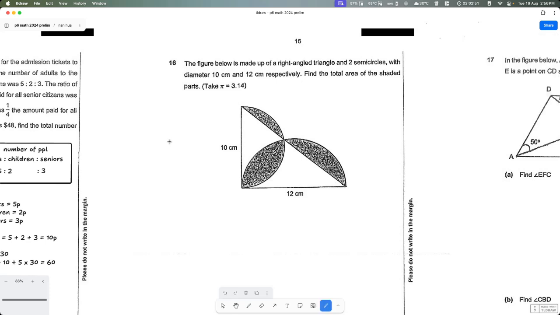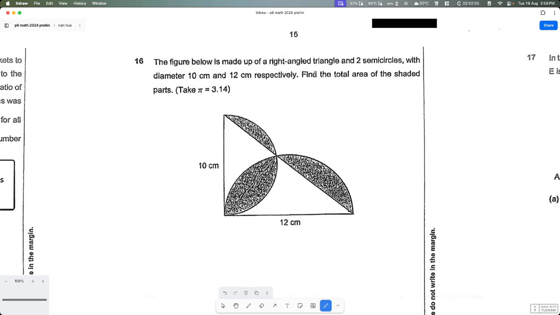Alright, so for question 16, it says the figure below is made of the right angle triangle and 2 semicircles with the diameter of 10 and 12 centimeters respectively. I'm going to draw the right angle so it's a bit easier to see. Find the total area of the shaded parts.